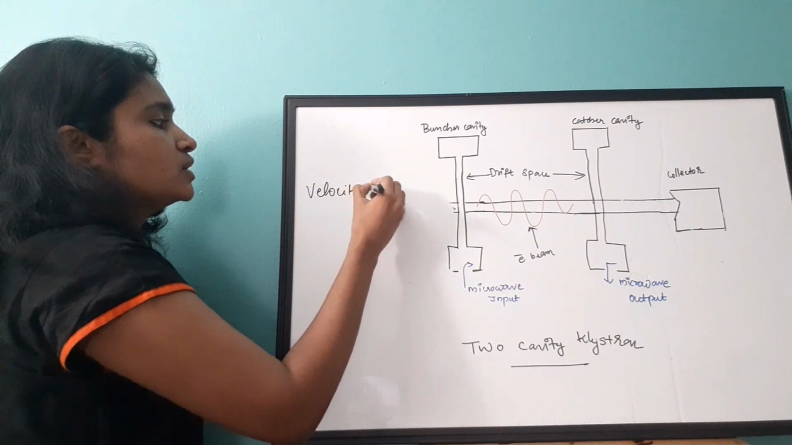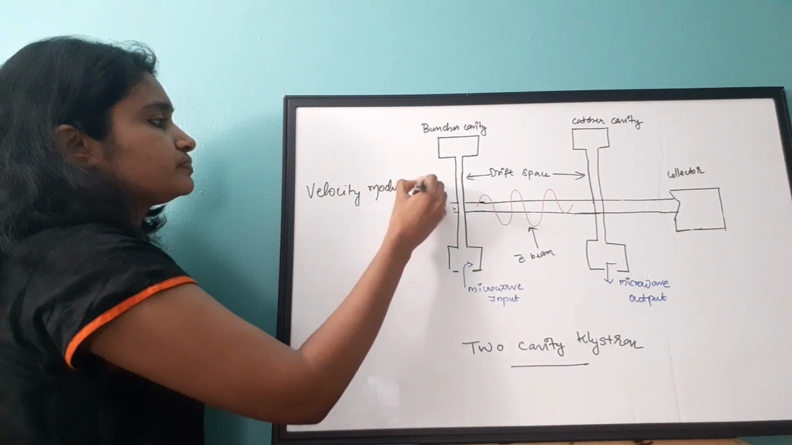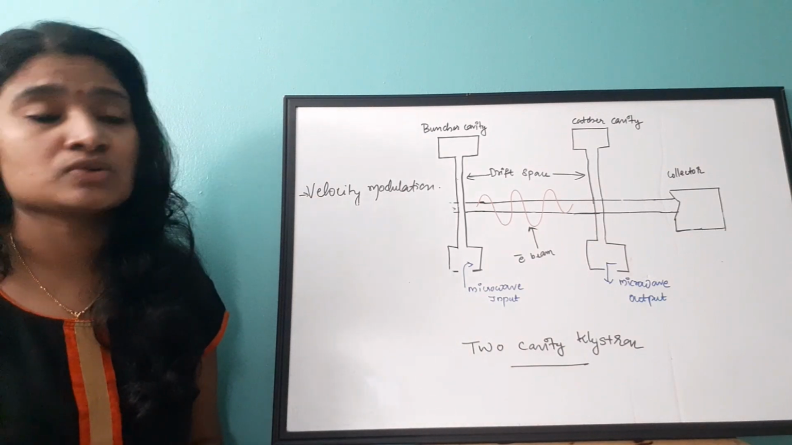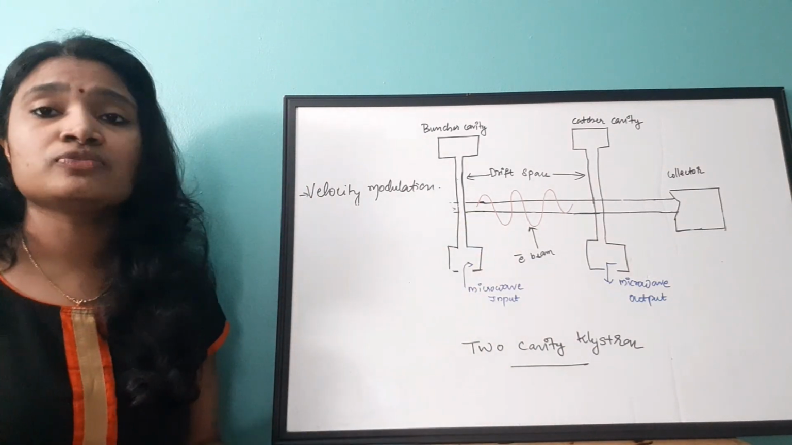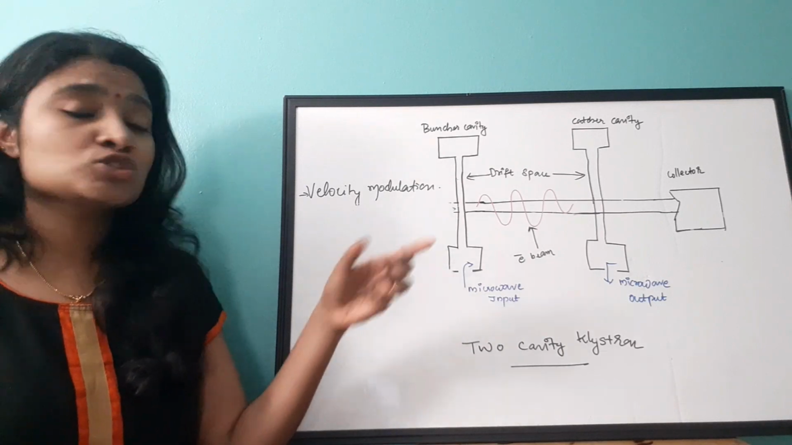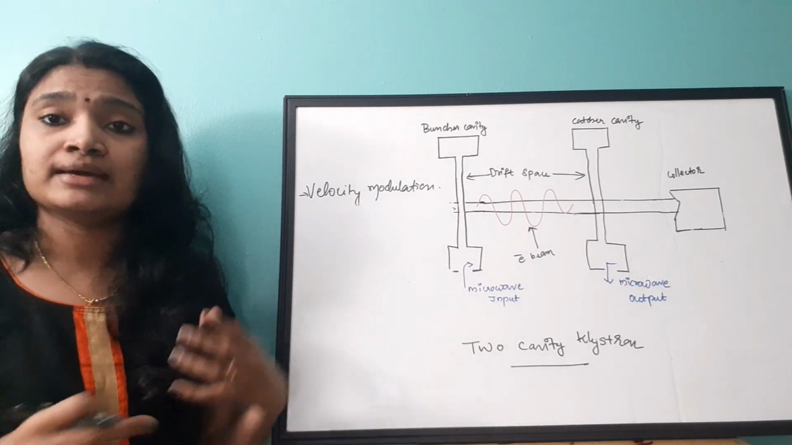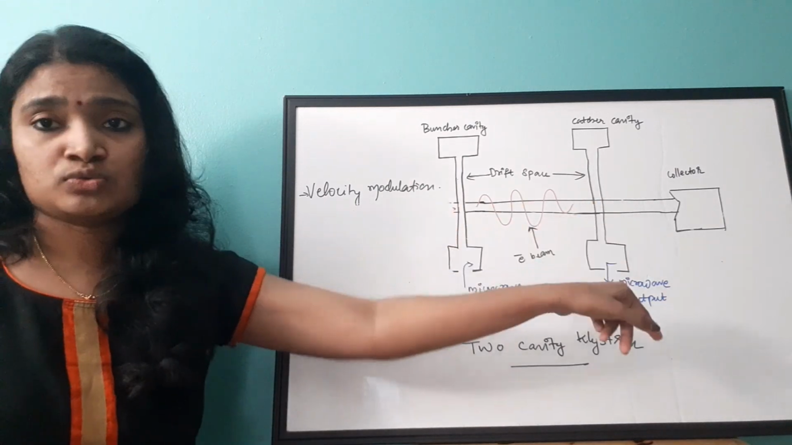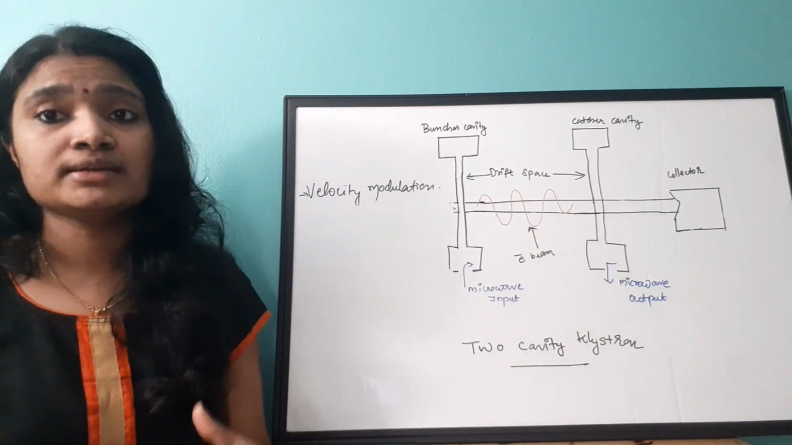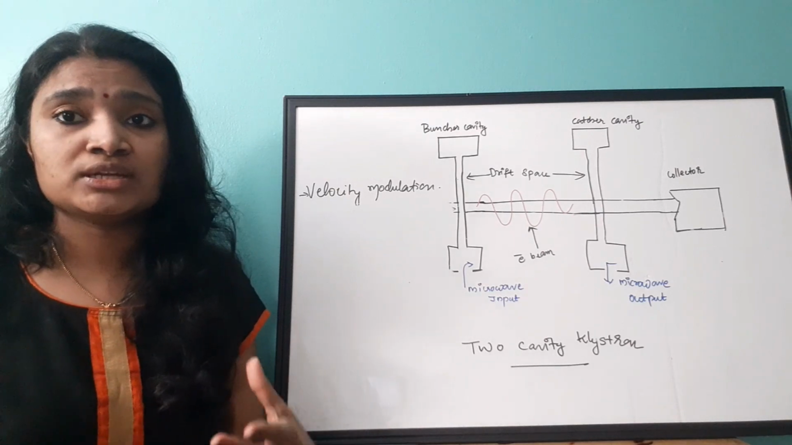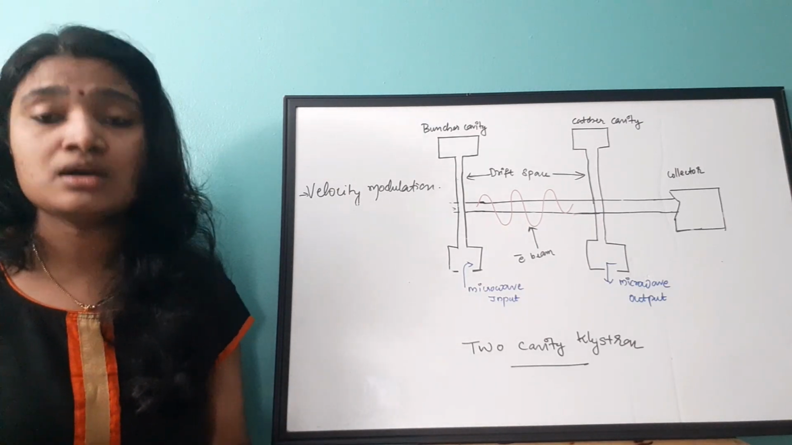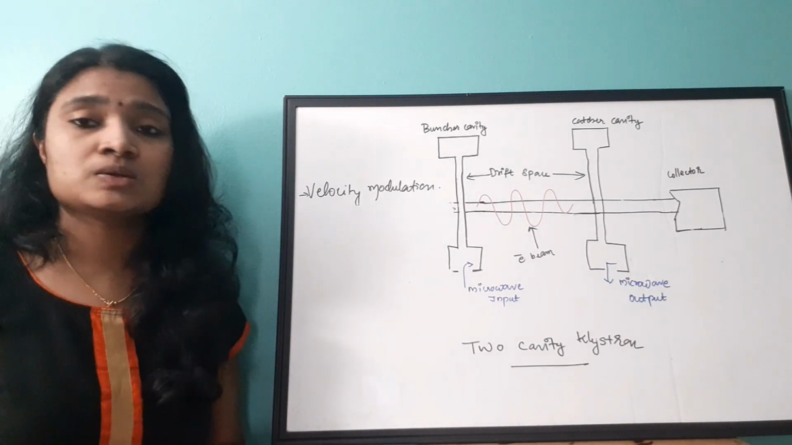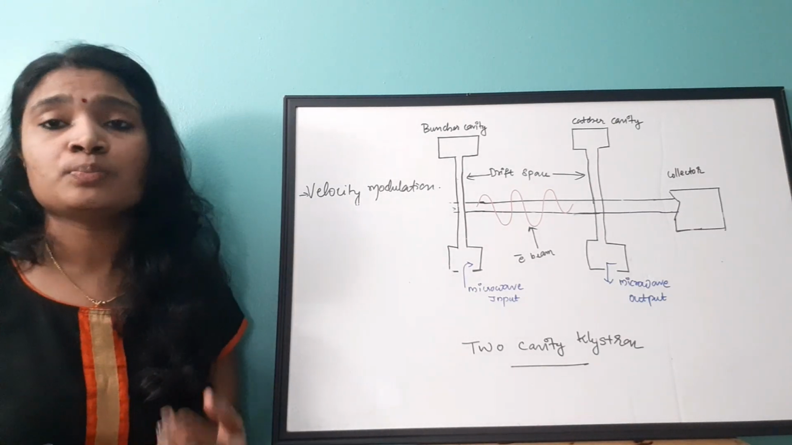Velocity modulation is the principle of operation of a two-cavity klystron. You can see that the velocity of the electron beam is modulated here. Earlier the velocity in the first cavity is increased, then it is reduced. Hence the velocity is getting modulated, and that velocity modulation is used for energizing the microwave input. That is the principle of operation of a two-cavity klystron. It is velocity modulation.